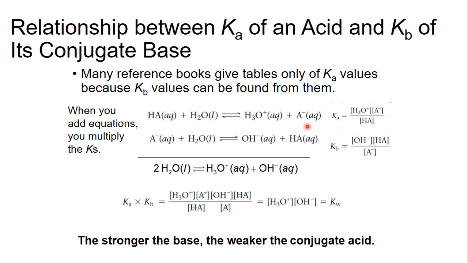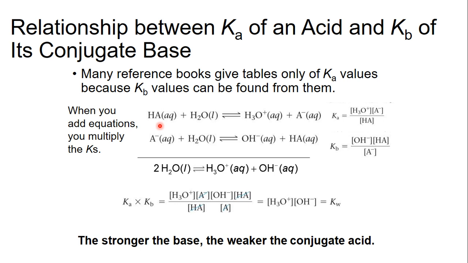And then we can take our conjugate base. I have it act like a base. We get Kb. Now we could add these equations together. So let's do that. And we get 2H2O goes to H3O+ plus OH-, because the A-'s cancel out and the HA's cancel out. They are found on different sides of the equation, so they would cancel out.